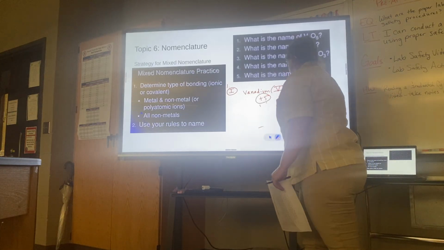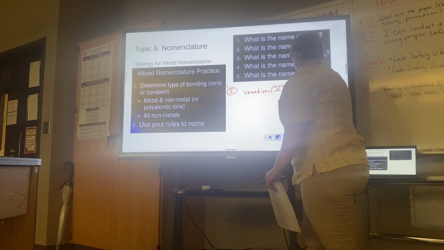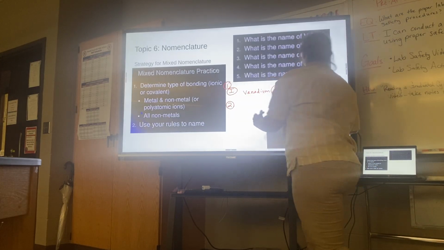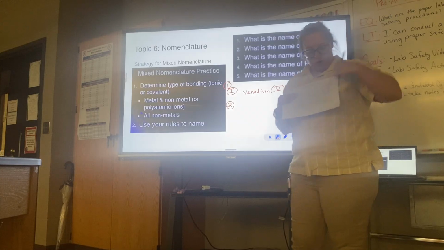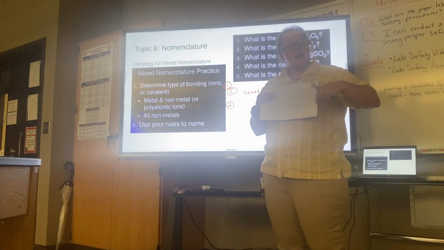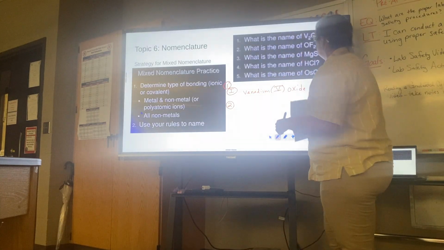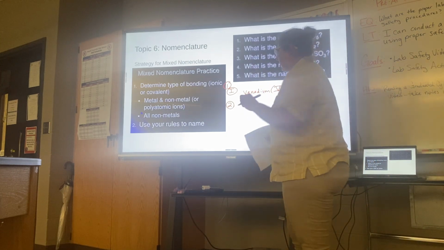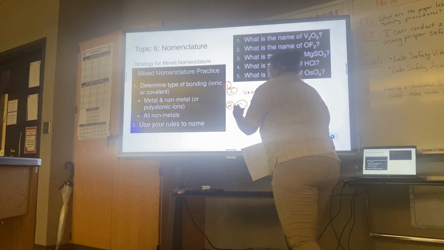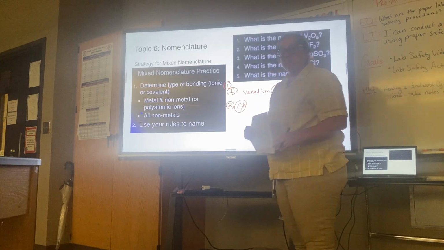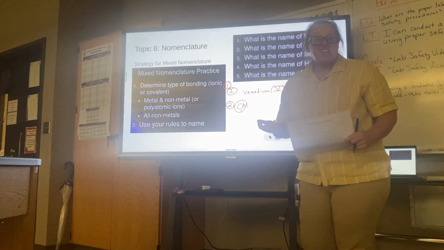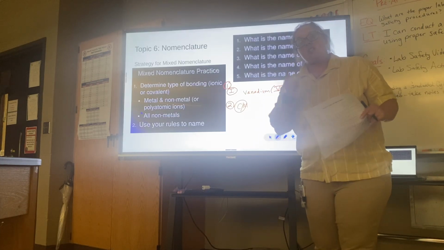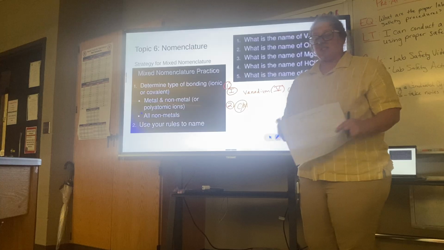So for number 2, we have O and F. O is a nonmetal, F is also a nonmetal. So because we have 2 nonmetals coming together, that makes this a covalent or a molecular compound. Now, this is the easy part. Because it's covalent or molecular, we do get to use the prefixes.